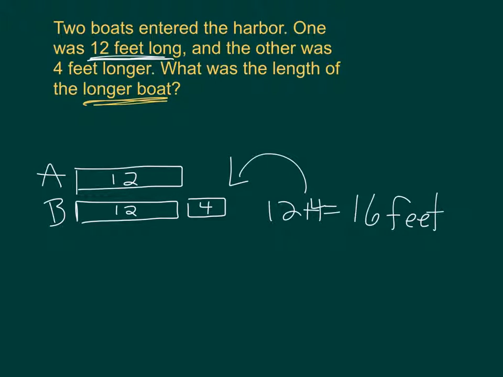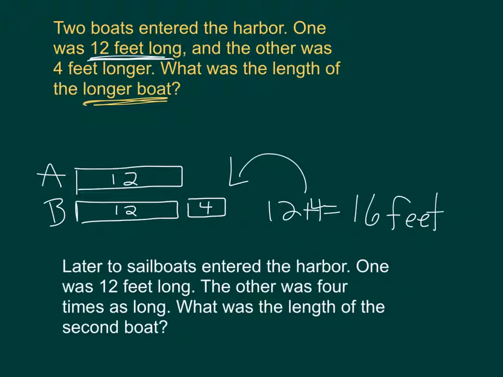It is possible to have drawn the wrong picture, so I'm going to go back up to my words and check to see if this makes sense. Two boats entered the harbor. Yep, 1, 2. One was 12 feet long. Yep, 12 feet long. And the other was 4 feet longer. So the other one, B, is 4 feet longer. Well, there's 12 and there's 4 more feet. Yeah, that shows 4 feet longer. What was the length of the longer boat? So I checked my picture against my words, and they made sense. Then I was able to write an equation and solve: 16 feet.